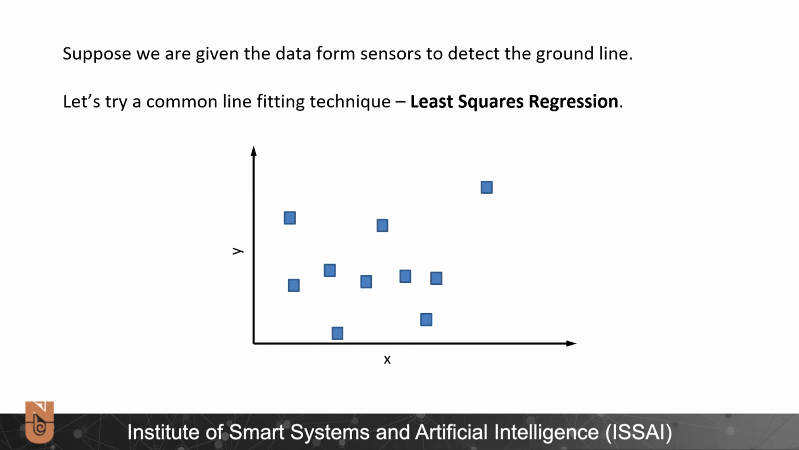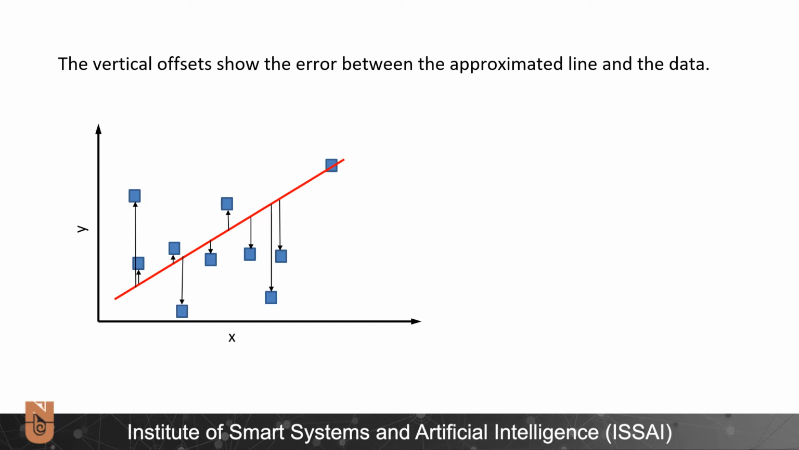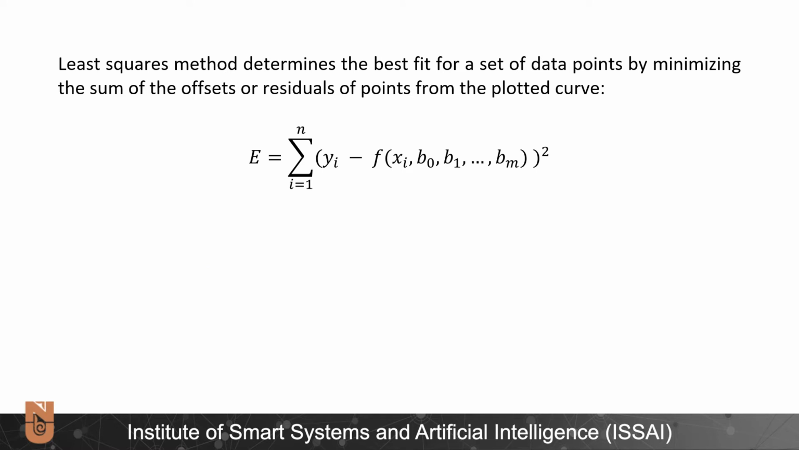Suppose we are given the data from sensors to detect the ground line. Now let us try a common line fitting technique, least squares regression. The vertical offset shows the error between the approximated line and the data. The least squares method determines the best fit for a set of data points by minimizing the sum of the offsets or residuals of points from the plotted curve, and is mathematically expressed as follows. Error E is equal to the sum of square differences of yi and approximation function f.